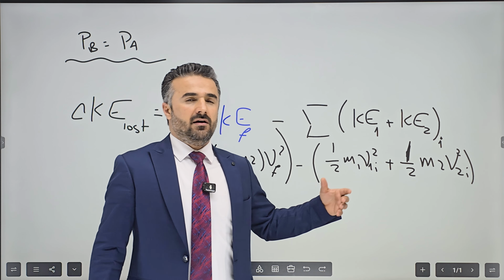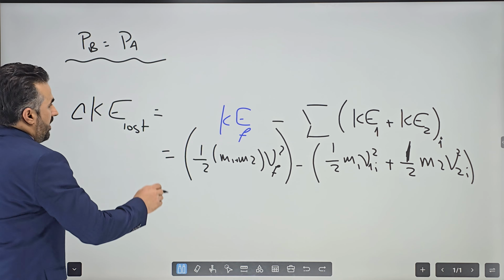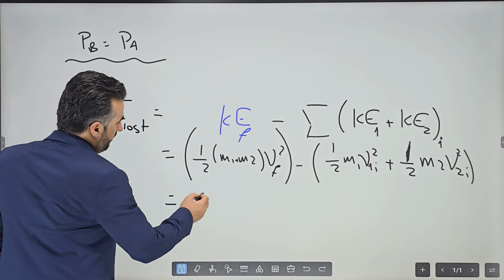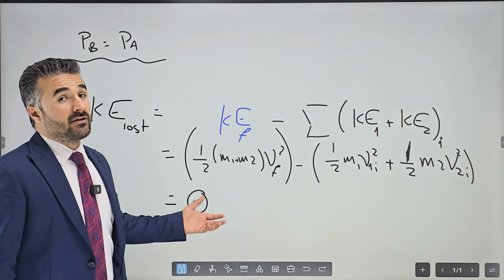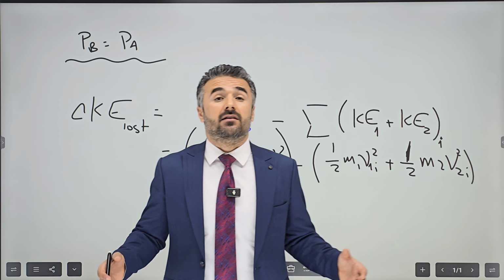Of course, the final kinetic energy will be less because part of the energy will be lost, and we can find that. Normally, once you do the math, you get a negative value for kinetic energy change. Know that kinetic energy is a scalar, it has no direction. So what does this negative mean? This negative means that the kinetic energy is lost, or this much is lost.